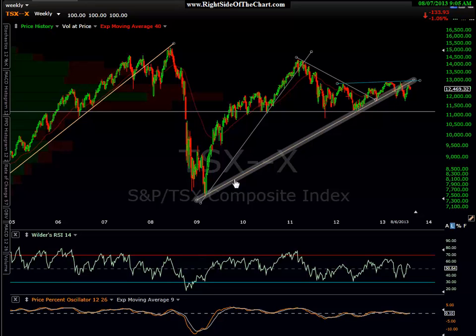This orange uptrend line is off the early 2009 lows, and the TSX, this is a little bit more bearish looking. Something to note here that of all the global indices I'm going to cover today, only the S&P and the Frankfurt DAX have made new all-time highs, and by very, very slight marginal amounts on both of those, especially the DAX. The FTSE's close, but not there yet.